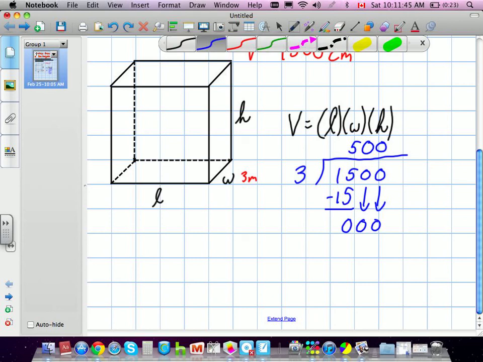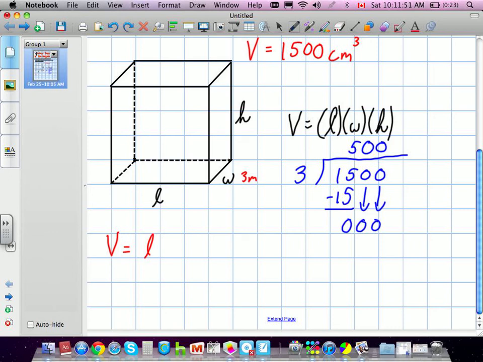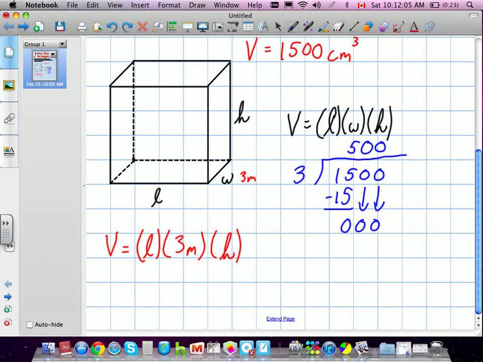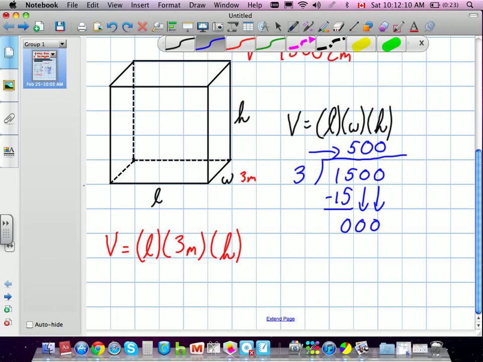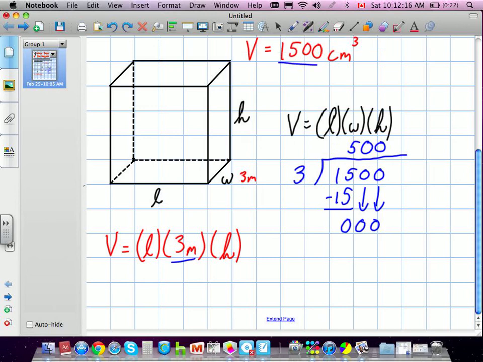So in our volume, I'm going to put it over here in red again. Our volume is equal to, well, we're trying to find our length. We know our width is now 3, right? We said it was 3 meters. And we need to find our height still. So once I've divided 3 in, what number am I left with? Yes. So in other words, I need to now find two multiples of 500 because I've taken 3 out of our 1,500. Now I need to find two numbers, one being the length and one being the height, that will multiply to 500.